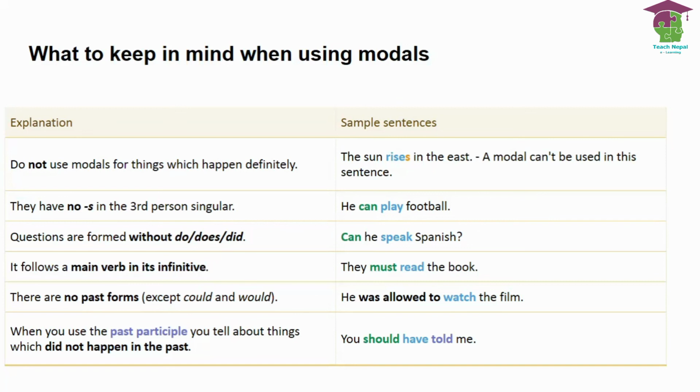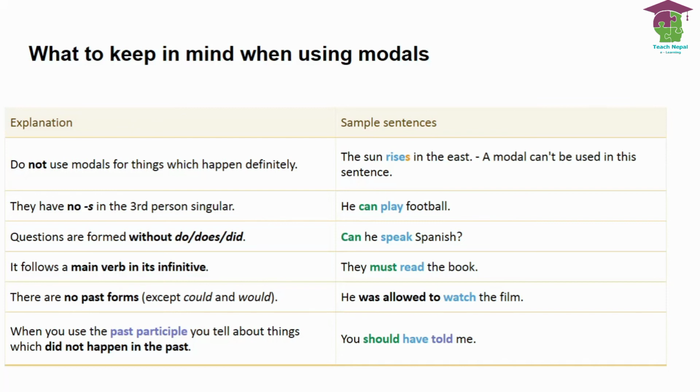Okay. They have no s in the third person singular. It means we don't write third person singular or verb 5 form with modal verb. For example, he can play football. We don't say he cans play football, right? Questions are formed without do, does, or did. For example, can he speak Spanish, right? So we don't use do form of verb because it's an auxiliary verb and it's our modal verb, right? That comes there in the beginning.